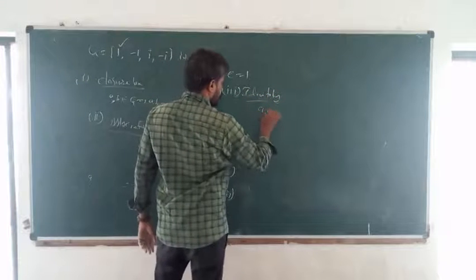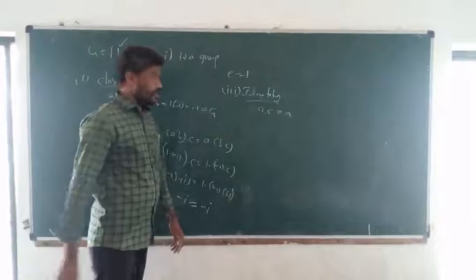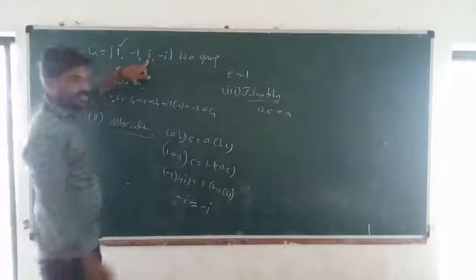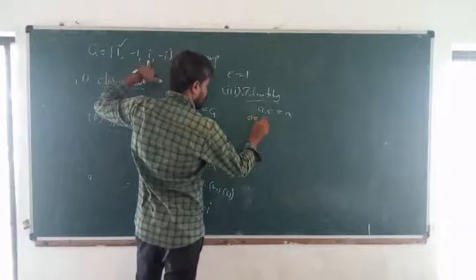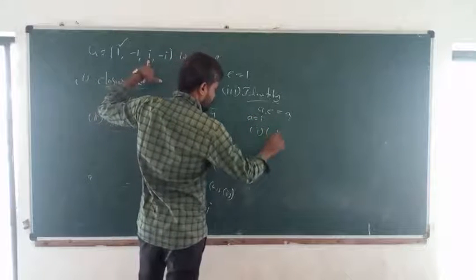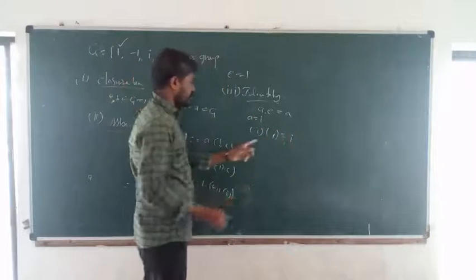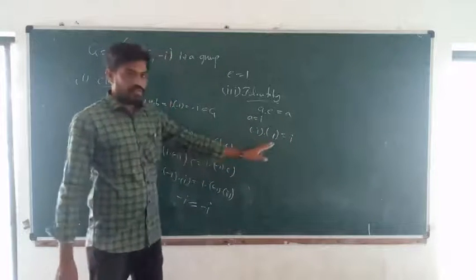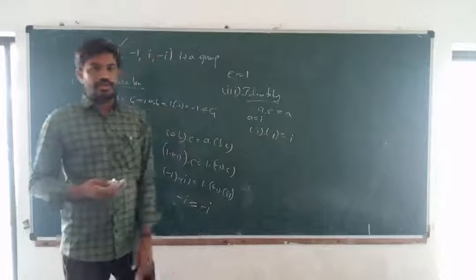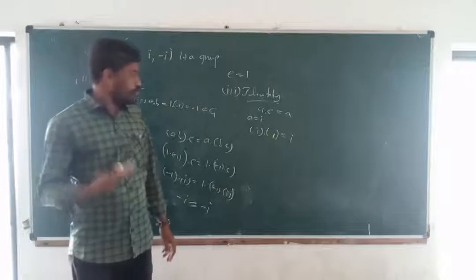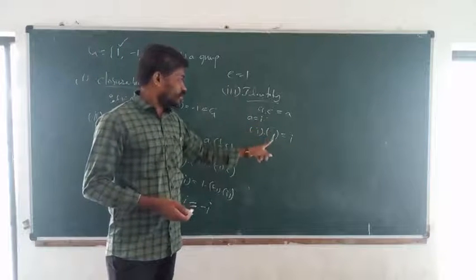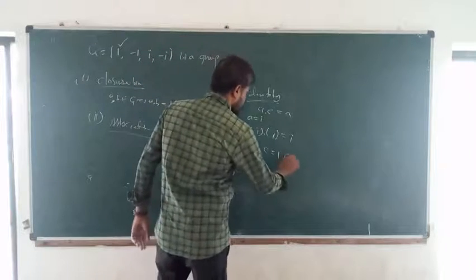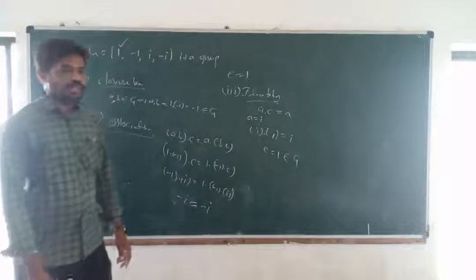What is the identity law? a dot e equal to a. a is an element, you can select any element, no problem. I am selecting a equal to 1, a equal to i. So i dot 1 equal to i, minus i dot 1 equal to minus i, 1 dot i equal to i, minus 1 dot 1 equal to minus 1. So this is fixed for the identity element. What is the identity element? 1, and it belongs to G. So identity is satisfied.